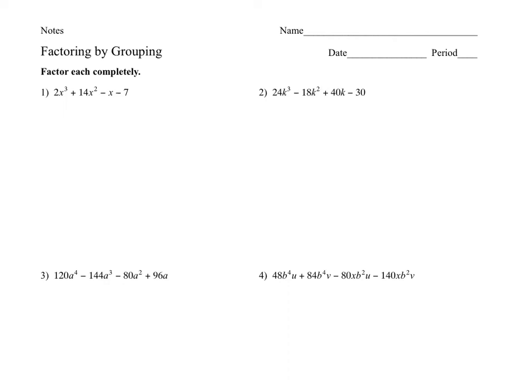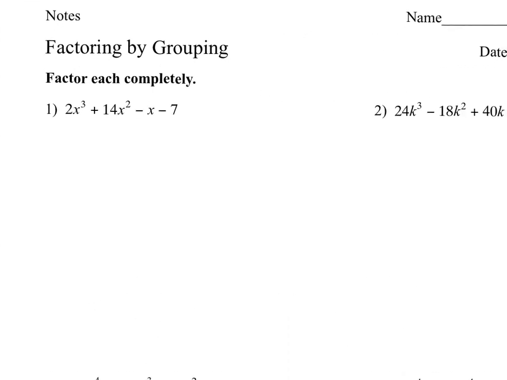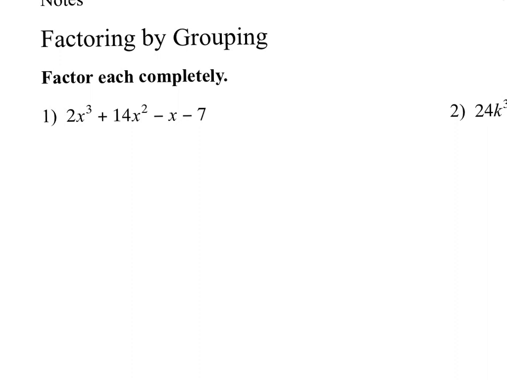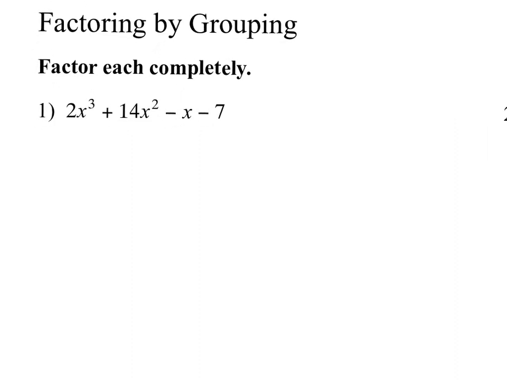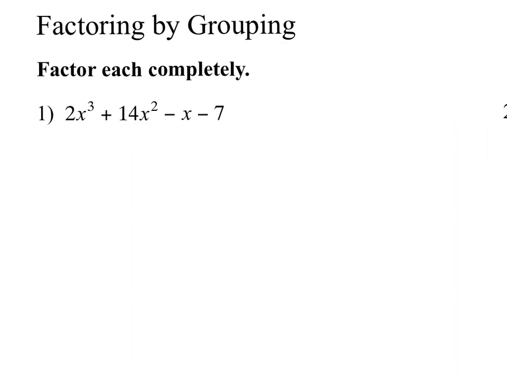All right, so we're going to look at factoring by grouping. This only happens when you have an even number of terms. So you've got to have 4, 6, 8, something like that number of terms to be able to do this. And you're going to split the terms into two groups.